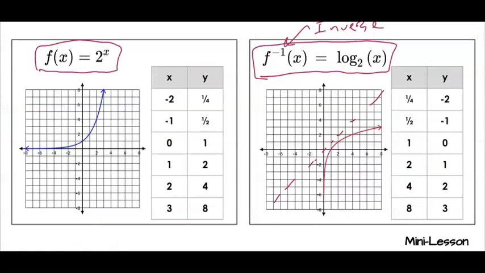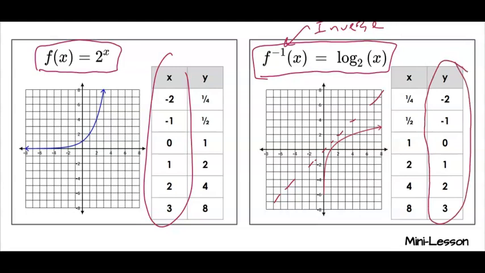First thing is this. Notice how this x column, the numbers are negative 2, negative 1, 0, 1, 2, 3. But then in the y column for the inverse, these numbers appear: negative 2, negative 1, 0, 1, 2, 3. And then the y column in the original function, 1/4, 1/2, 1, 2, 4, 8, goes to the x column, 1/4, 1/2, 1, 2, 4, 8. Notice how they switch values. So if you know the original values, you get the inverse, you can just switch x and y in different columns. So just keep that in mind.